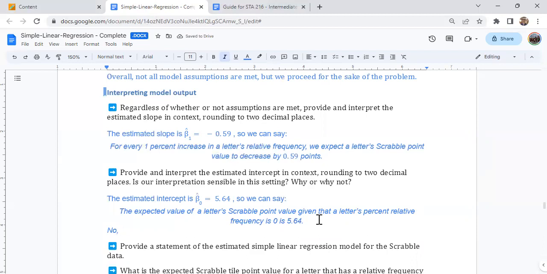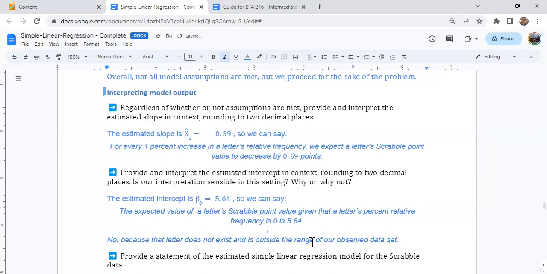Right, that letter doesn't even exist, right? So it was outside the scope of our data set, is the key thing there. So no, because that letter does not exist and is outside the scope or range of our observed data set. And since I'm using range in the everyday language sense there, I guess I'll say scope.